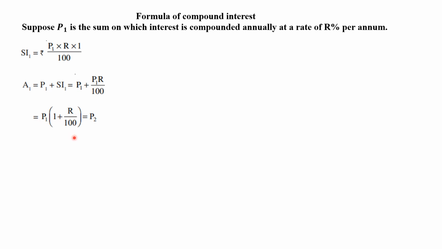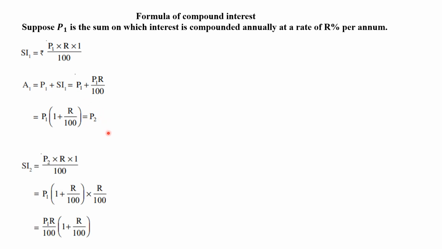And as I said, in compound interest the amount becomes the principal for the second year. So I have considered this as P2. Now for the second year, my principal amount is P2, so the simple interest is P2 into R into 1 by 100. And what is the value of P2? P1 times 1 plus R by 100. So I'm going to substitute the value of P2 over here. And when I calculate it, I get the simple interest for the second year as P1 into R by 100 times 1 plus R by 100.